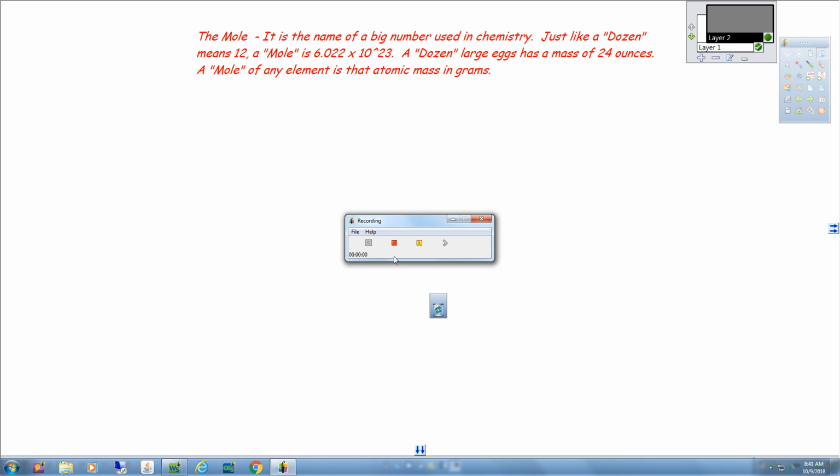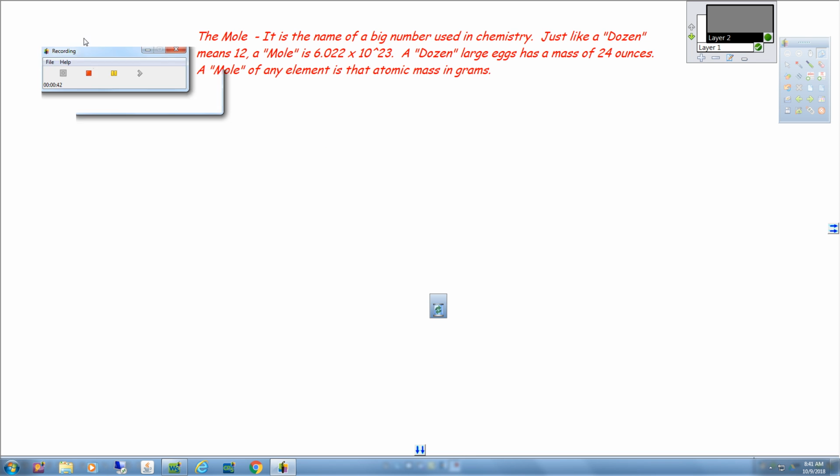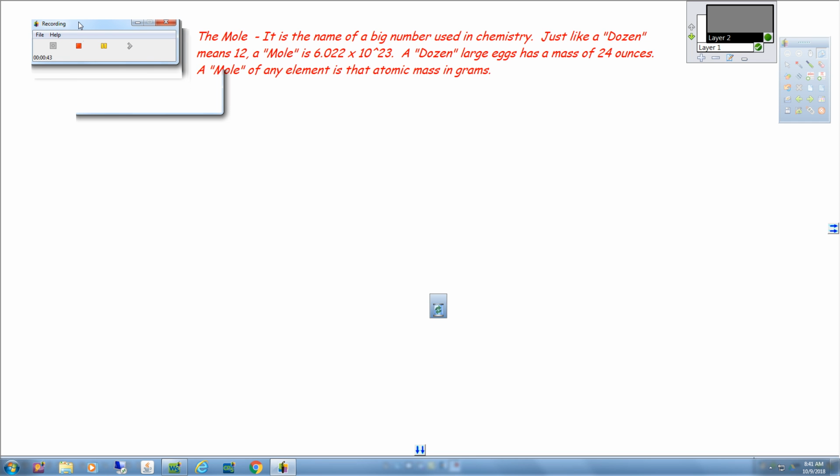So first of all, why the mole? Number one, I would definitely write this down. It's just a really, really big number used in chemistry. Just like a dozen means 12, just like a ream of paper is 500, just like a decade means 10 years, or century means 100. We have words to describe large numbers. In this case, the mole is a word. It's Italian for mole, or mountain, which is a mountain of stuff.